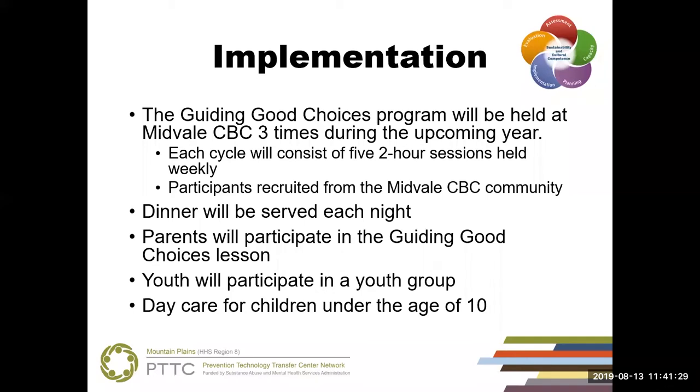Dinner will be served from 5:15 to 5:45 each night, and then after dinner, children under the age of 10 will go with the daycare worker. Youth ages 10 to 14 will participate in the separate youth group, and parents will participate in the Guiding Good Choices lesson. As I mentioned earlier, session number 3 of each cycle is a joint session where both the parents and the youth participate together to practice peer resistance skills.